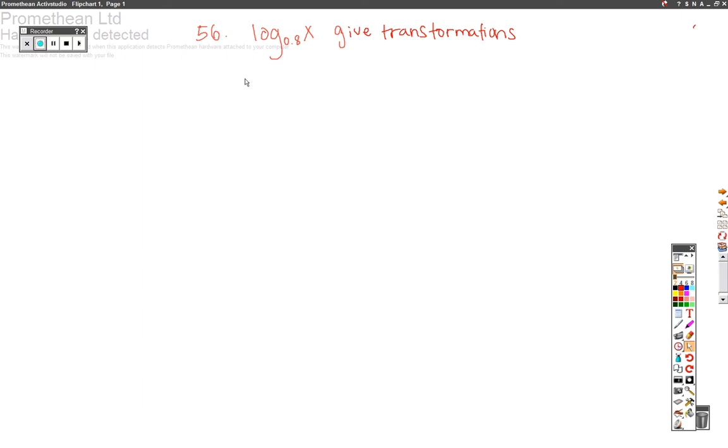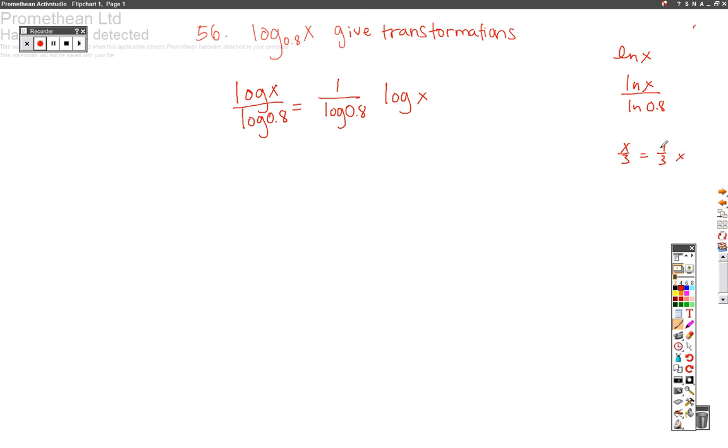Alright, in order to talk about the transformations, I'm going to rewrite this as log of x over log of 0.8. If we were to talk about transformations of ln x, I'd just write ln x over ln 0.8. Doesn't matter if you're using logs or natural logs. I'm going to rewrite this as 1 over log 0.8 times log of x. Remember that x over 3 is the same thing as 1/3 x.